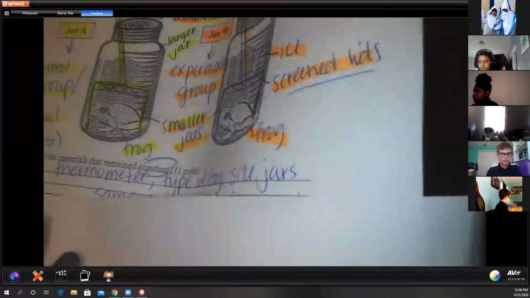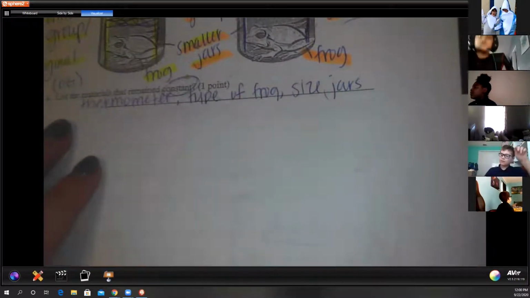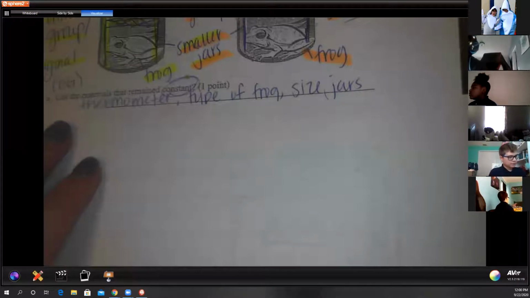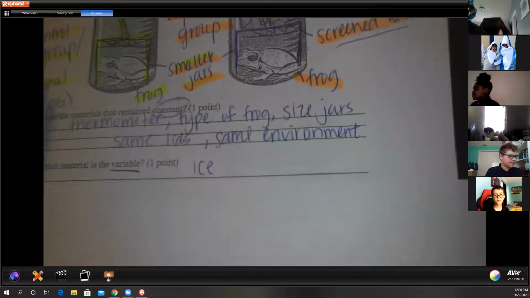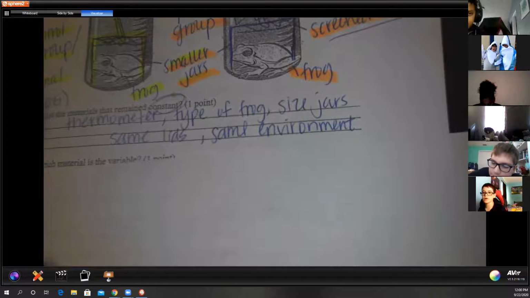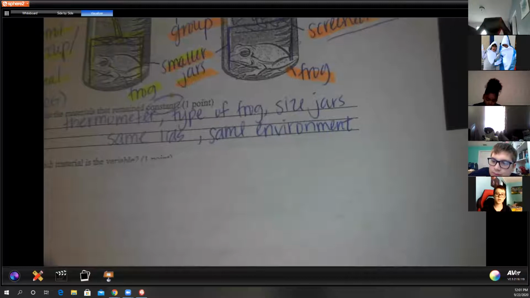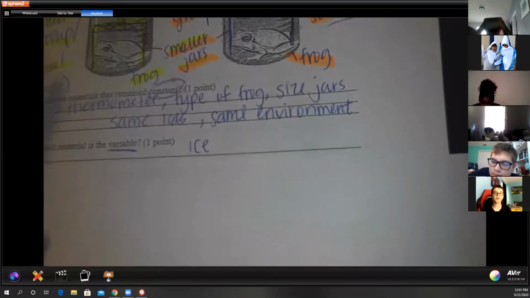What was the one thing that was different between the jars, the variable? Somebody at home? Maybe Lucas? What was the one thing that was different between the jars? What was our variable? The one thing that was different was one was colder and one wasn't. One was colder and one wasn't, but what did they add to that, Andrew? What did they add to the jar to make it colder? Ice. That was our variable that was different.